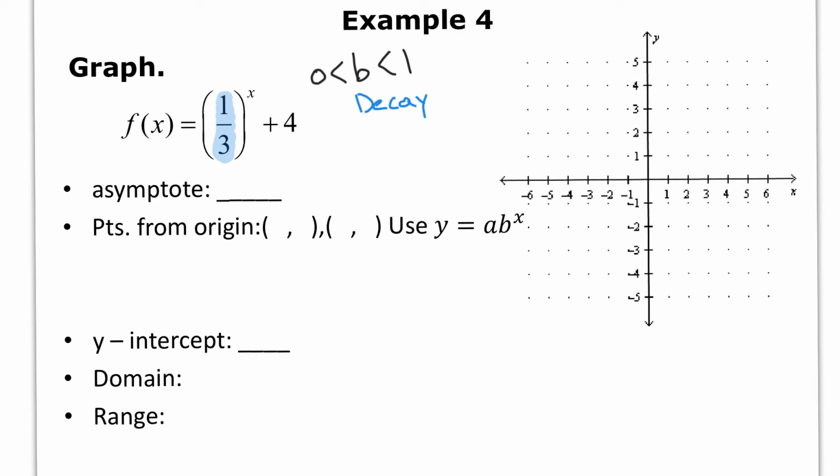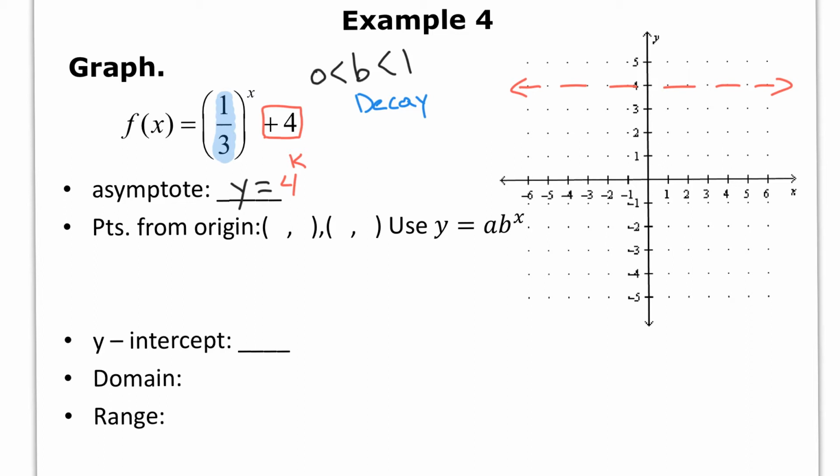My asymptote is y equals my k value. And my k value is the number at the end of the function. Notice that we have a positive 4. Plus 4 is positive. So my asymptote is at y equals positive 4. So on the y-axis at positive 4, you make your asymptote a horizontal line, and you make a dashed line to tell people that is your asymptote. So that is my asymptote, and I need to graph my function using 2 points.